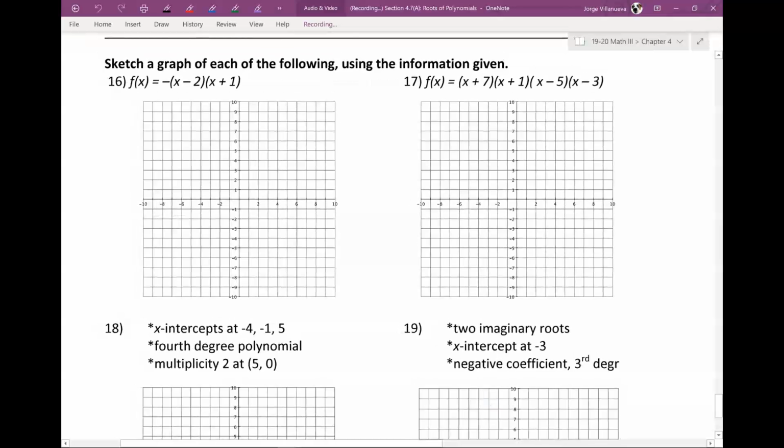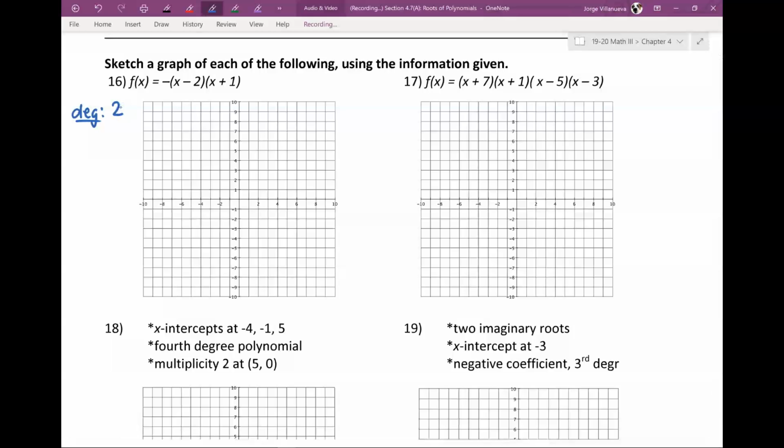All right, so let's sketch the graph of the following function using the information given. We're going to follow what was said on top. What's the degree of 16? What? 2, thank you. x minus 2 to the first, x plus 1 to the first. So that's a power of 2, so we know it's a parabola, right? Parabolas are powers of 2.